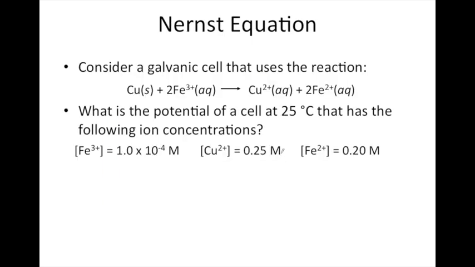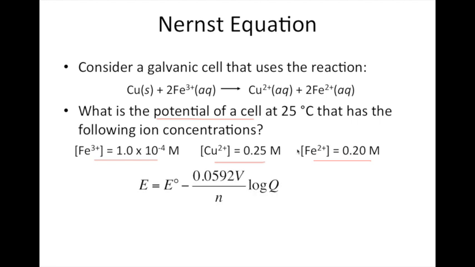So the first thing I recognize here is that I'm asked to calculate a cell potential. I also recognize that my concentrations are non-standard. Not everything is 1 molar. So I need to know which equation to use. This would, of course, be the Nernst equation, which allows me to calculate the cell potential under non-standard conditions, under non-standard concentrations.